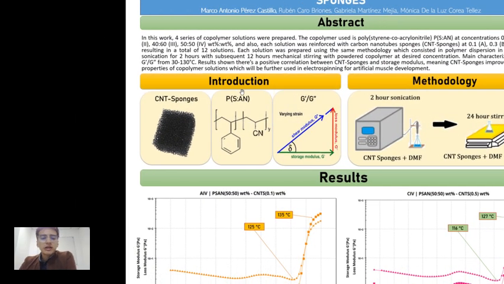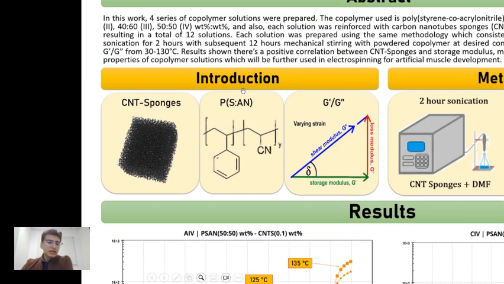As a part of the introduction, I would like to talk about what carbon nanotube sponges are, also about the copolymer polystyrene-co-acrylonitrile and the G prime and G double prime properties, rheological properties for rheological characterization. First of all, carbon nanotube sponges are three-dimensional structures formed principally by two elements. The first element is, of course, carbon, and the second element is iron or boron. Carbon nanotube sponges are cylinders of carbon nanotubes branched together using the second element, the iron or the boron, as a nucleation point for the formation of these branched cylinders.